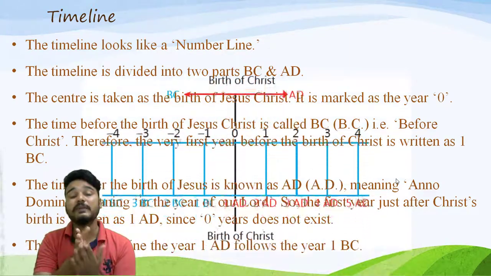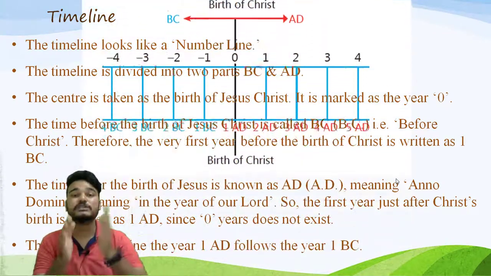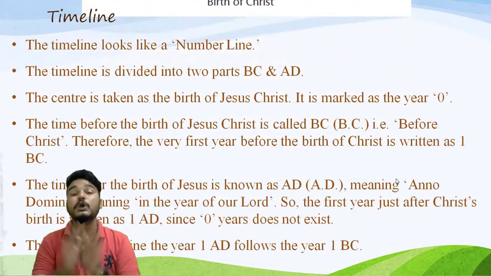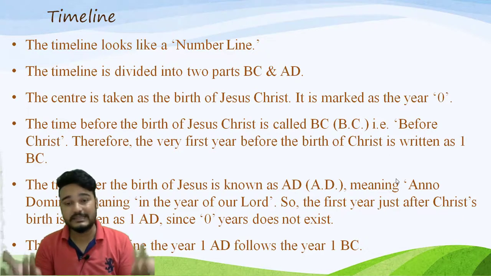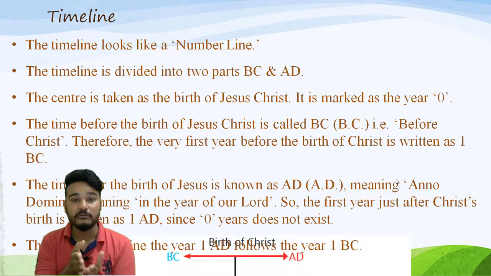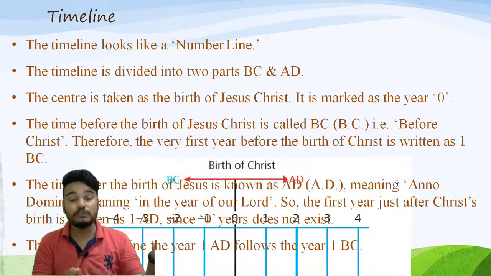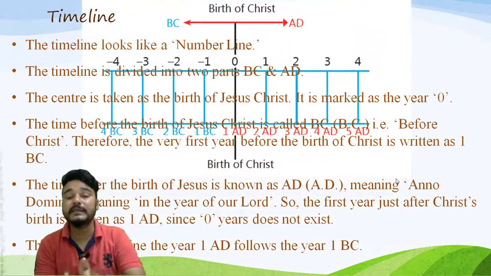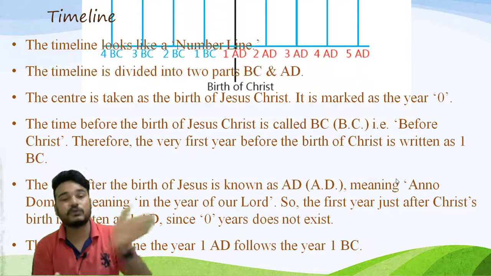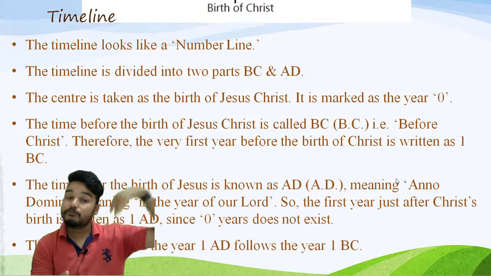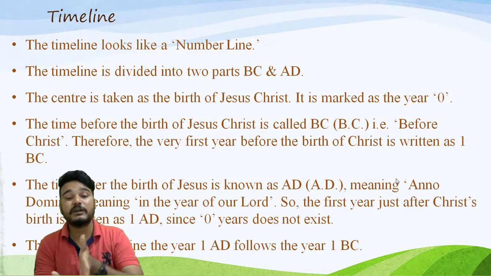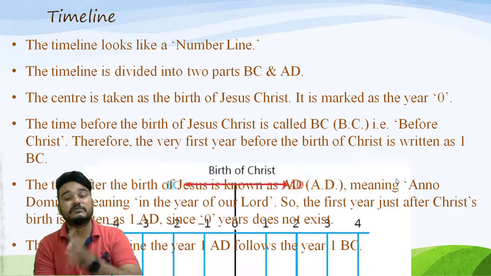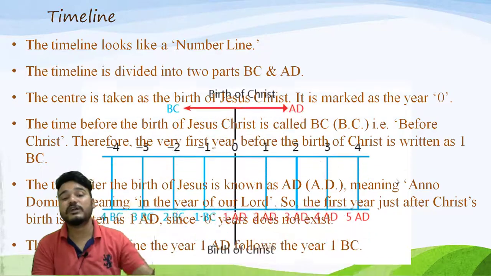The timeline before Jesus Christ is called BC, that is, BC means before Christ. Before Christ means when Christ was not born. Whichever years we count before that will be BC, like before Christ. If we want to count 10 years before Christ, what will we count? 10 BC. 10 BC means 10 years before Christ.